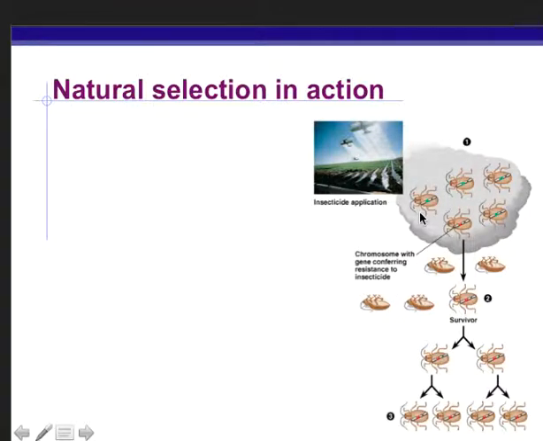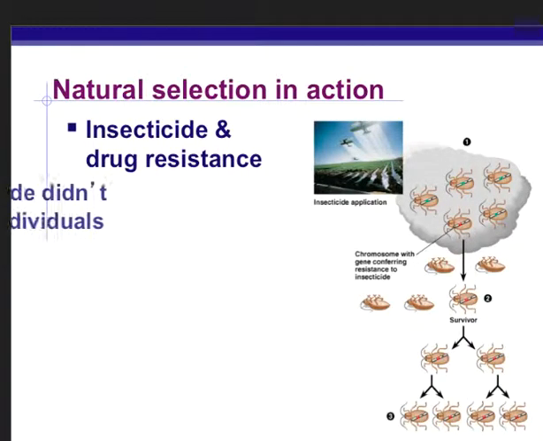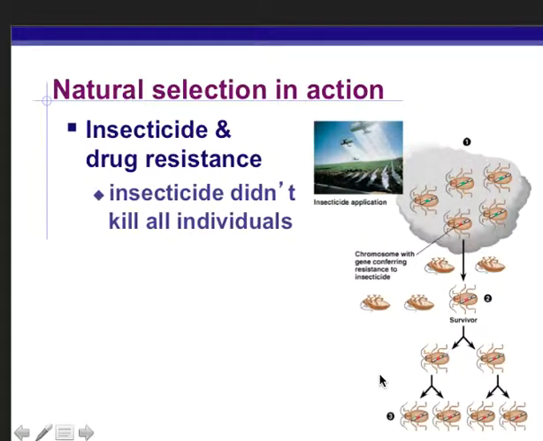This example is showing that when we kill something with insecticides, we kill off all of the ones that are susceptible to it, but once in a while there might be a gene or a chromosome that confers resistance. If that one survives, then it ends up passing that helpful mutation on to all of its offspring, which then become resistant also. So it's a classic example. Insecticide doesn't kill all the animals.